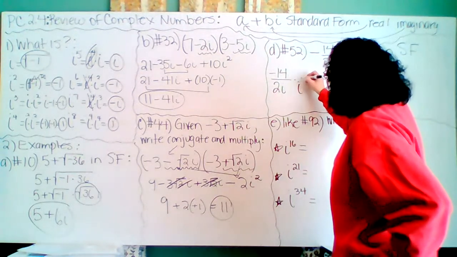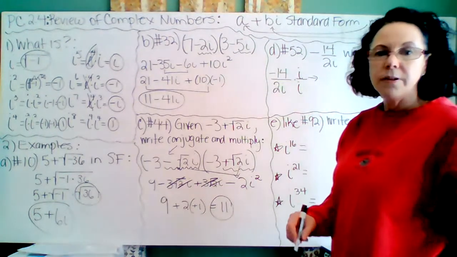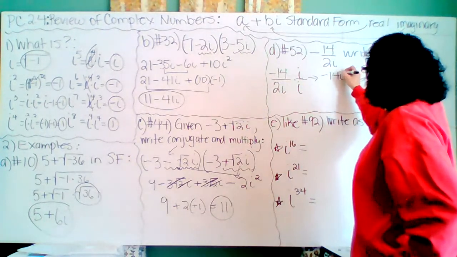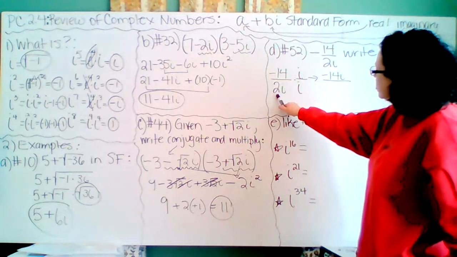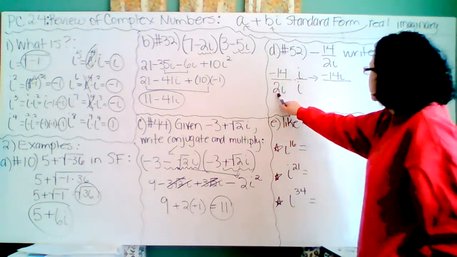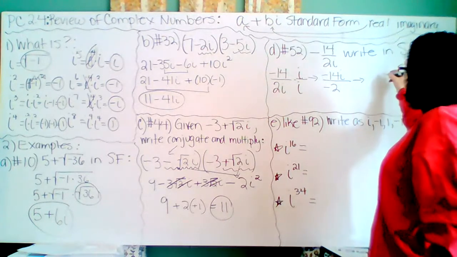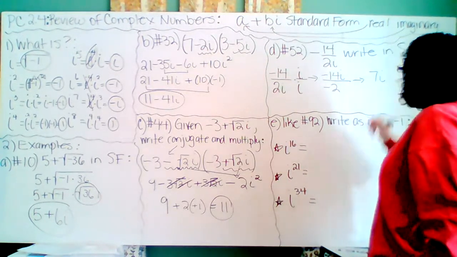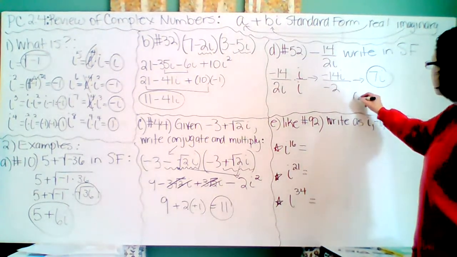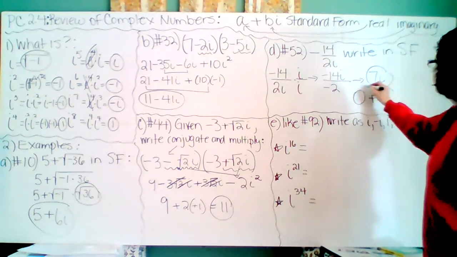So let's multiply the top and the bottom by i to keep this an equivalent fraction. I now have a negative 14i in the numerator, and I have 2 times i squared in the denominator. i times i is negative 1, times 2 is a negative 2. A negative 14 divided by a negative 2 is 7i. We have written this expression in standard form, or if you want, the real part is 0, and here's the imaginary part.